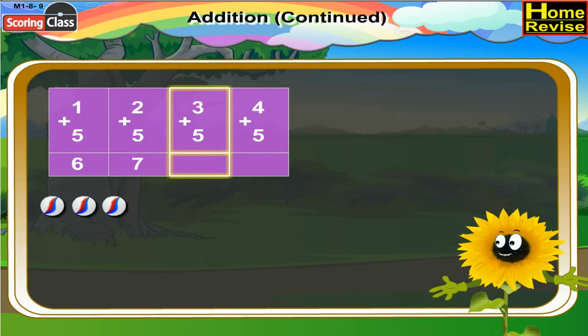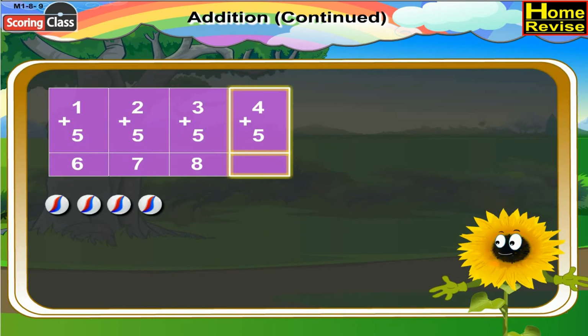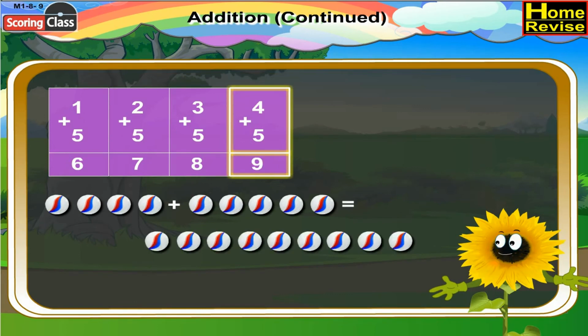If you have 3 marbles and 5 more marbles are added to it, that would be 3 plus 5, 8 marbles. In case you have 4 marbles and 5 more marbles are added to it, that would be 4 plus 5, 9 marbles.